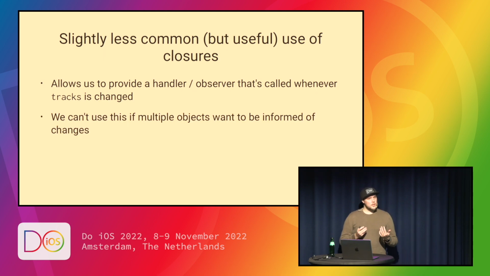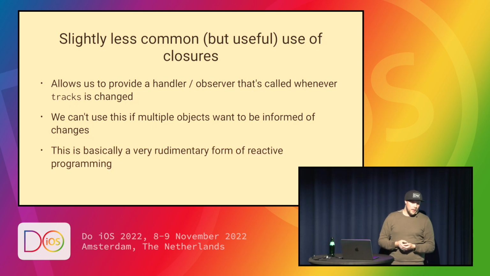We can't really use this exact pattern if multiple objects in our code base want to know about these changes, right? Let's say that this one view model is used in 3 screens, then not all 3 screens would be able to pass this closure. We can fix that, of course, by having some array or whatever, but out of the box, this wouldn't work.